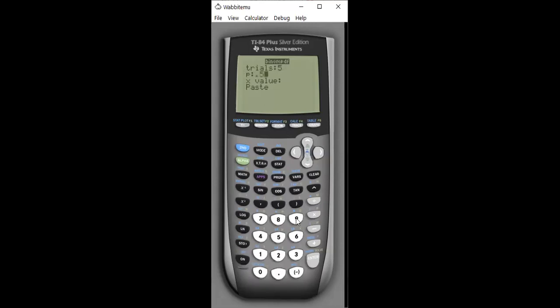Probability is 0.5. What is your random variable value? Number of success is 2. Then you go down and you hit enter, then you hit enter. It's 3125. Okay, so it's 3125. So I'm going back to my whiteboard.